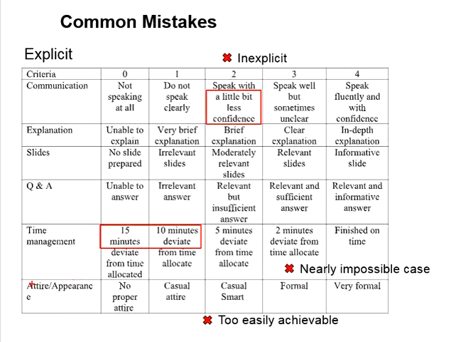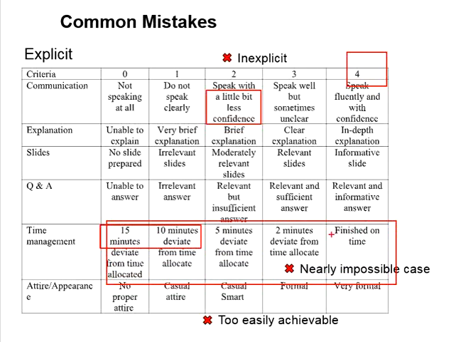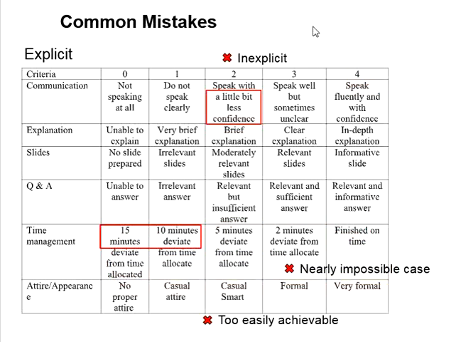We mentioned removing the attire as a criteria. We also mentioned removing the time management as a criteria as well. However, there is no harm for us to dig deeper on this. Based on the descriptions here, the highest score will be defined by finishing on time. This one is 2 minutes deviation from the time allocated, 5 minutes deviation from the time allocated.